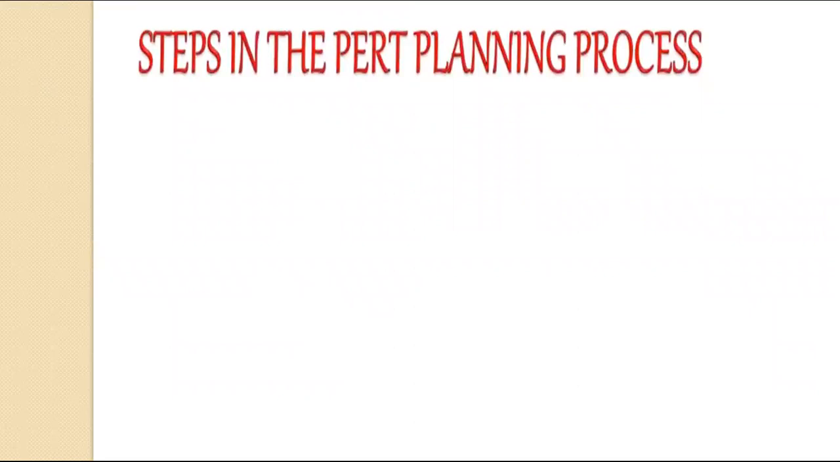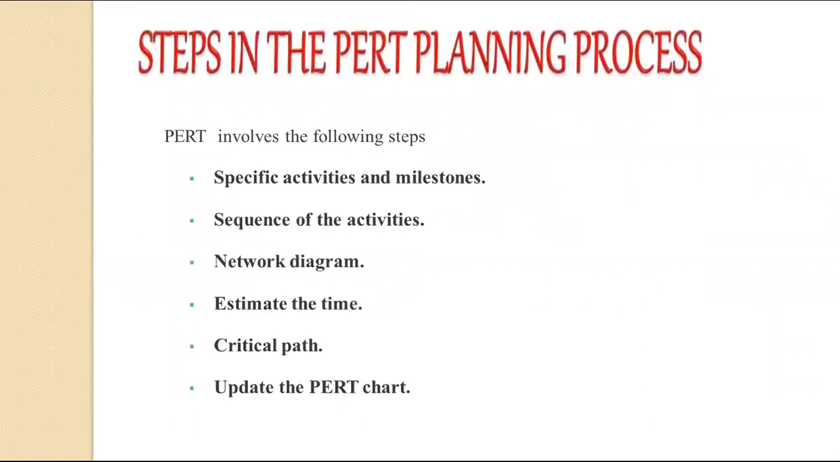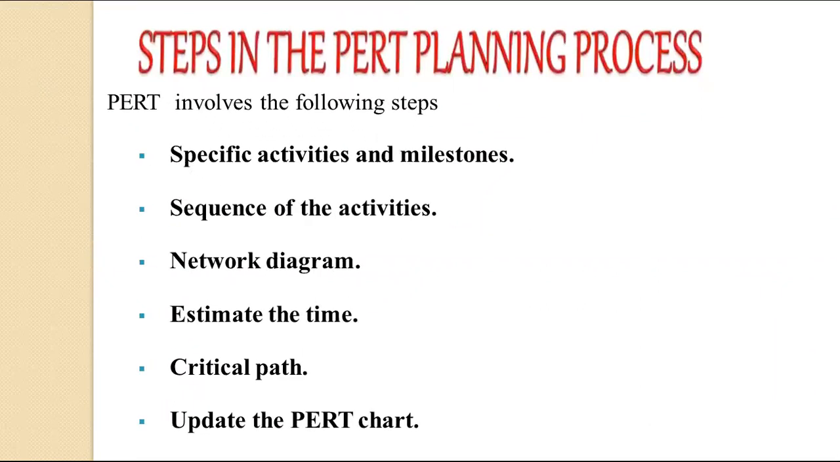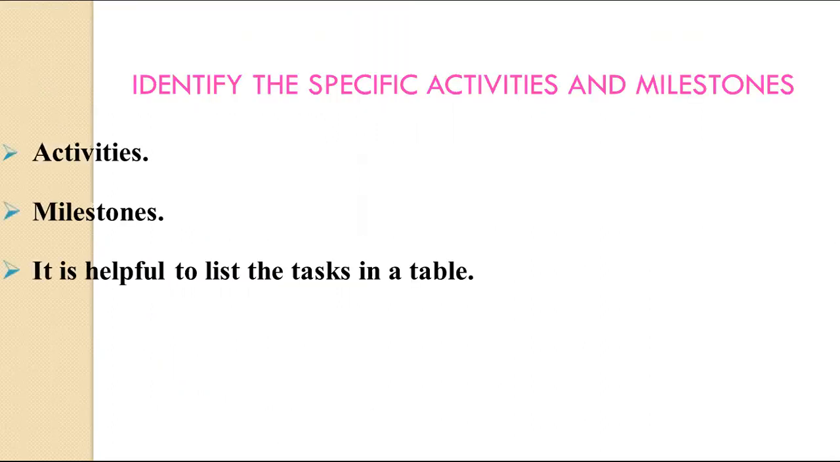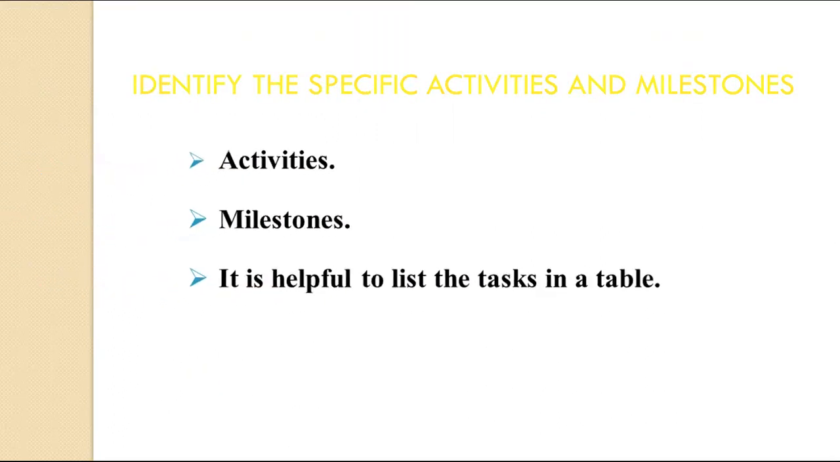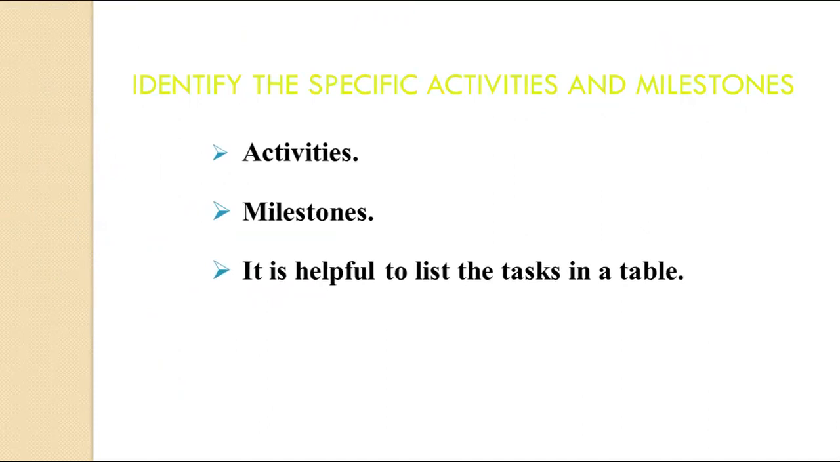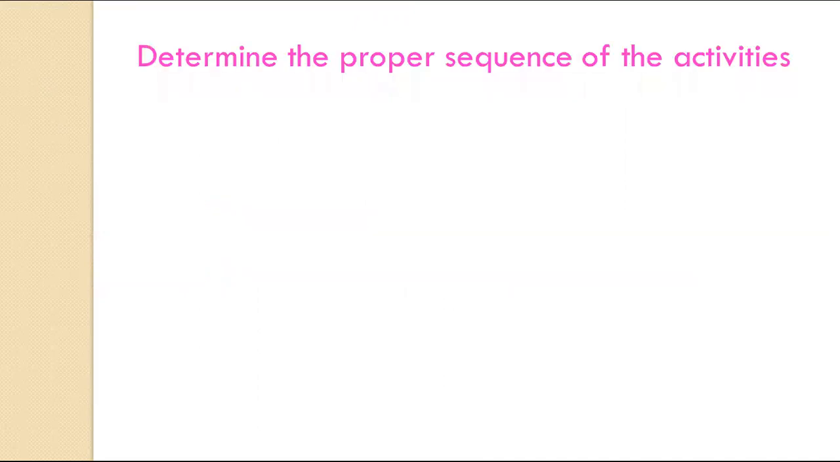PERT involves the following steps: identifying the activities and milestones, the sequence of activities, network diagrams, estimating the time, critical path, and updating the PERT chart. So here, to identify the specific activities and milestones, we need to identify the activities and milestones, which help to list the tasks in a table. Then we need to determine the proper sequencing of the activities.